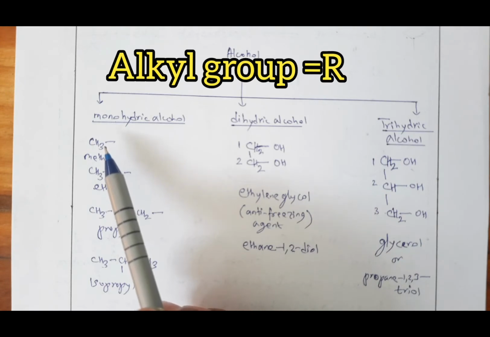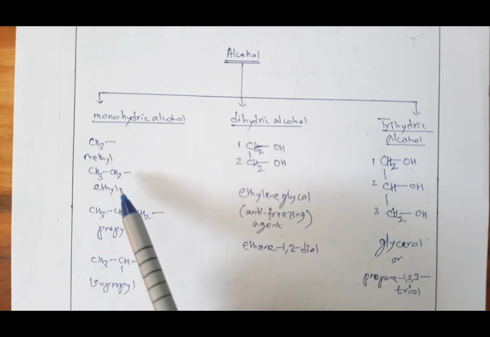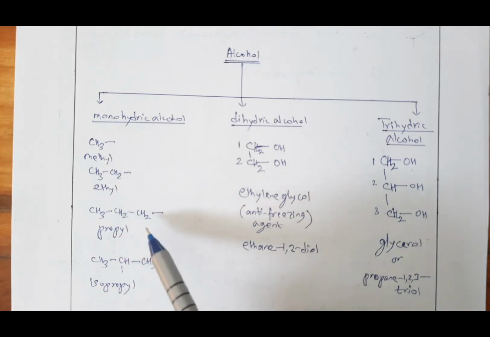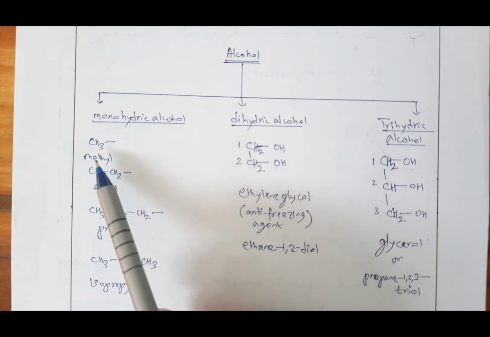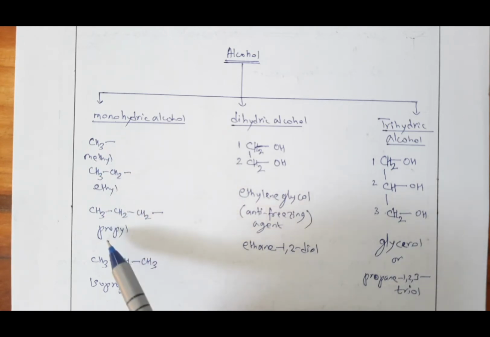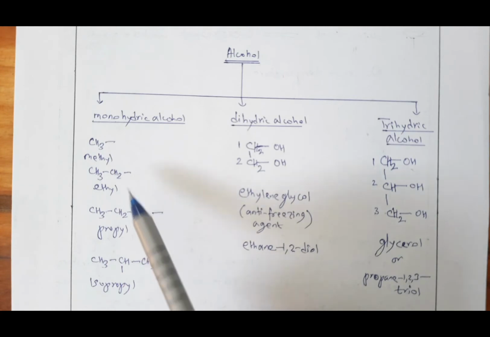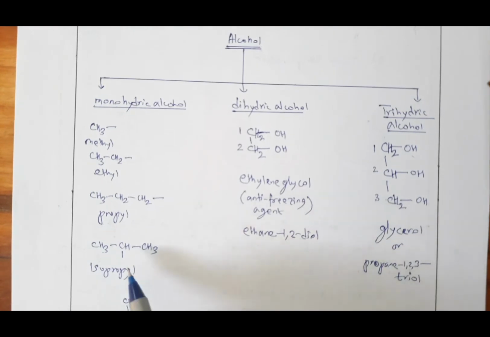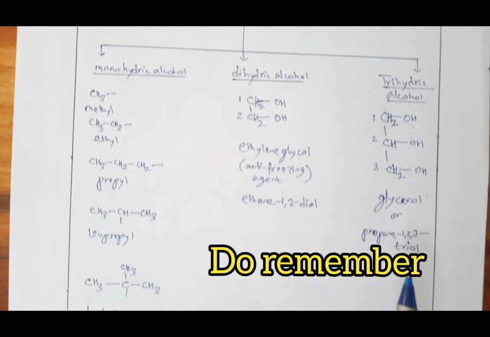This is called methyl. If you add CH2, it becomes ethyl. Again, if you add CH2, it becomes propyl. So meth means 1 carbon, eth means 2 carbon, prop means 3 carbon. If you keep on adding CH2, methyl will become ethyl, and again adding CH2, it becomes propyl. And this one is called isopropyl. Remember, this is referred to as isopropyl.